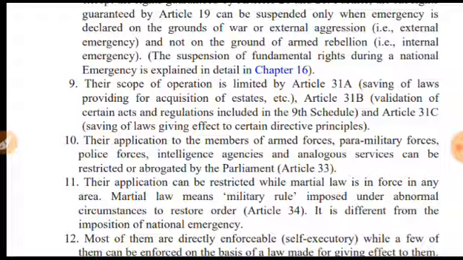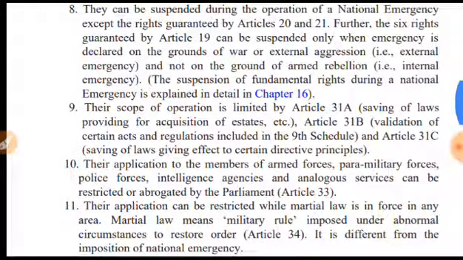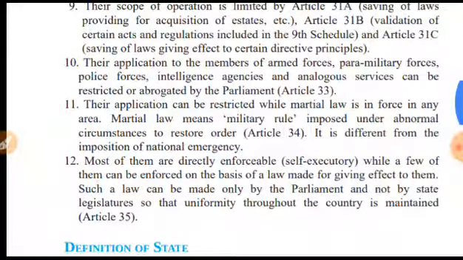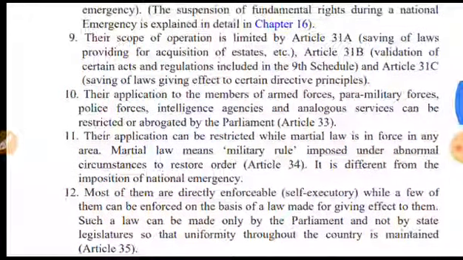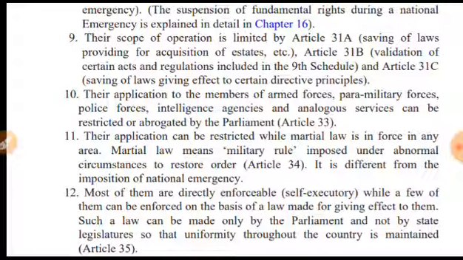Article 31B is the validation of certain acts and regulations included in the 9th Schedule. Article 31C is the saving of laws giving effect to certain directive principles. So 31A is the saving of laws providing for the acquisition of estates, 31B is the validation of certain acts and regulations included in the 9th Schedule, and 31C is the saving of laws giving effect to certain directive principles.